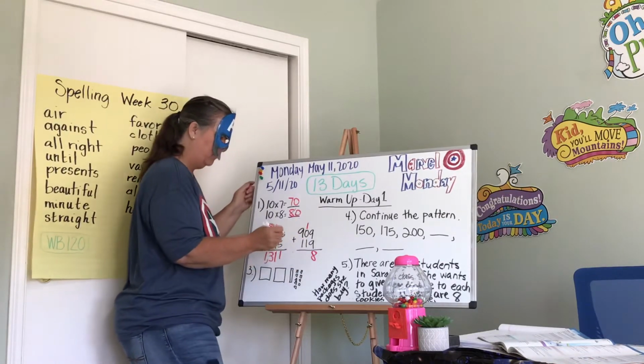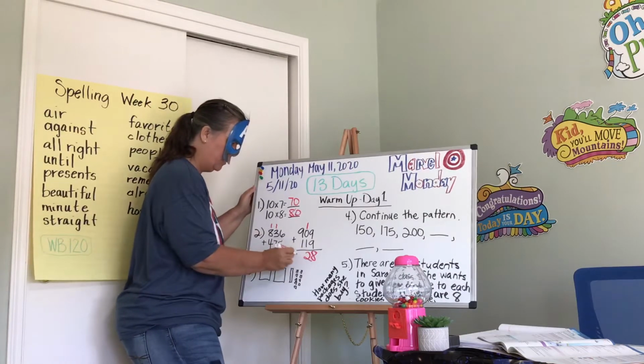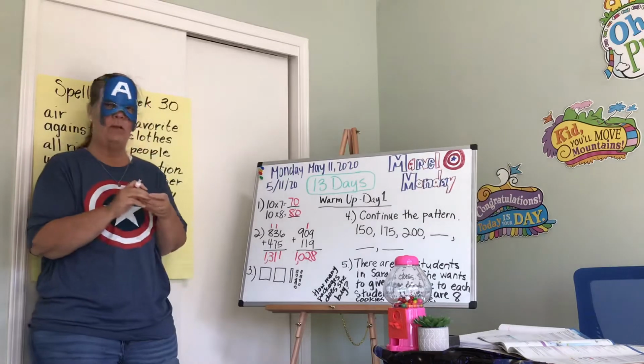We're moving on to 9 plus 9 is 18. Regroup. 1 and 0 and 1 is 2. 9 and 1 is 10. Also needs a comma. Final answer, 1,028.